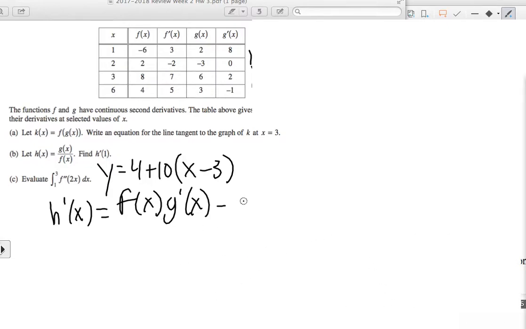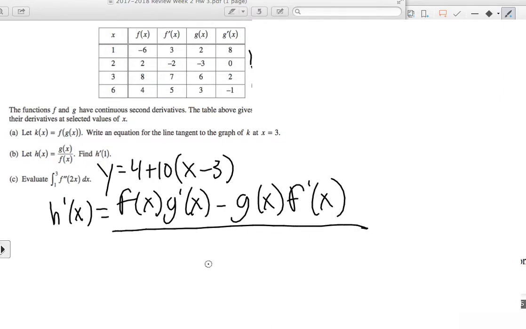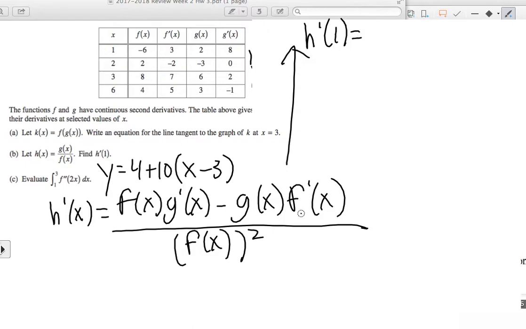f of x, g prime of x, minus low d high, minus high d low, over low low. So over f of x squared, or f squared of x if you're fancy. I am not fancy. And then let's just plug in our numbers. We've got to do h prime of 1. We shouldn't use the equal symbol, just kidding. What we should do is now say h prime of 1 equals, right? You don't want to say equals and then start plugging in numbers. That's bad. Looks wrong.